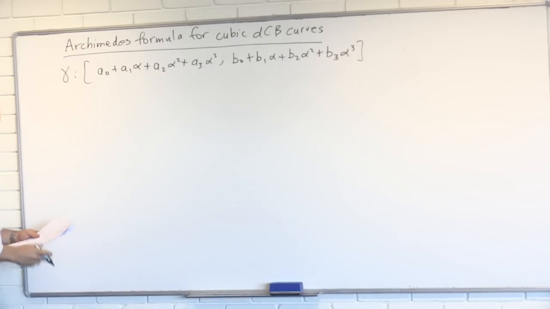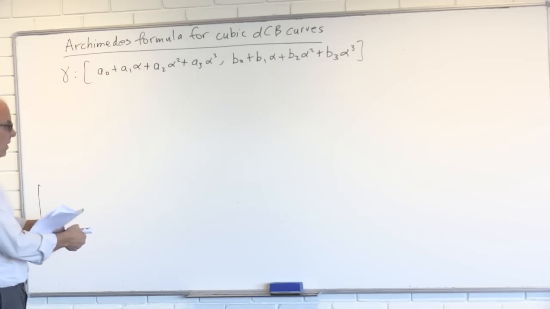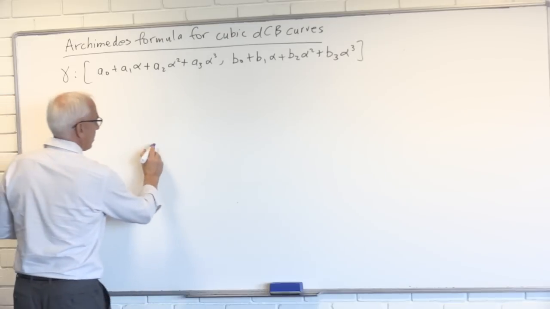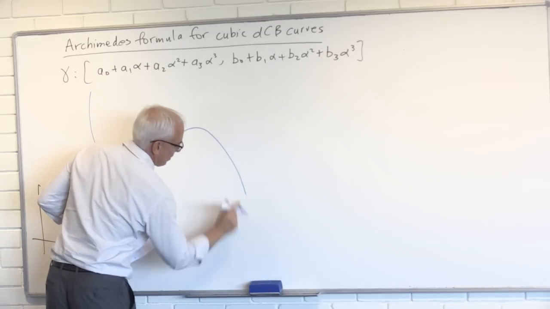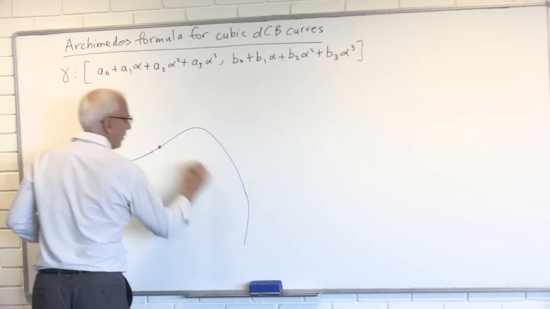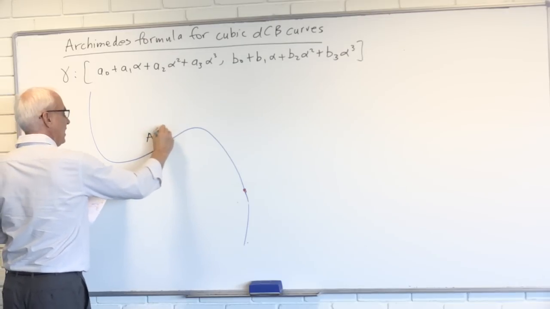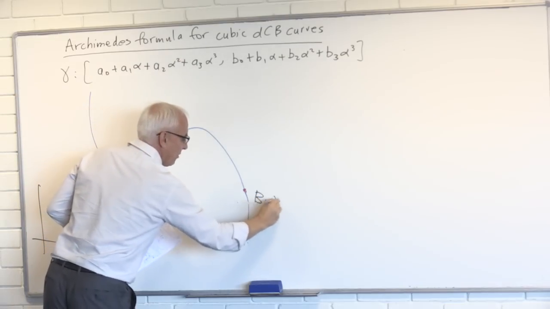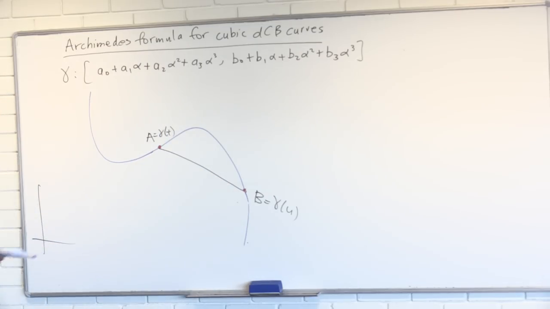Now, with respect to some reference frame, this is going to look something like this. It's some kind of cubic. And we're interested in two points here and here. And as before, we'll say this is A, which is gamma of t, and here's B, which is gamma of u. And associated to this is this slice, and we're interested in this cubic slice and trying to get at it somehow in a geometrical fashion.